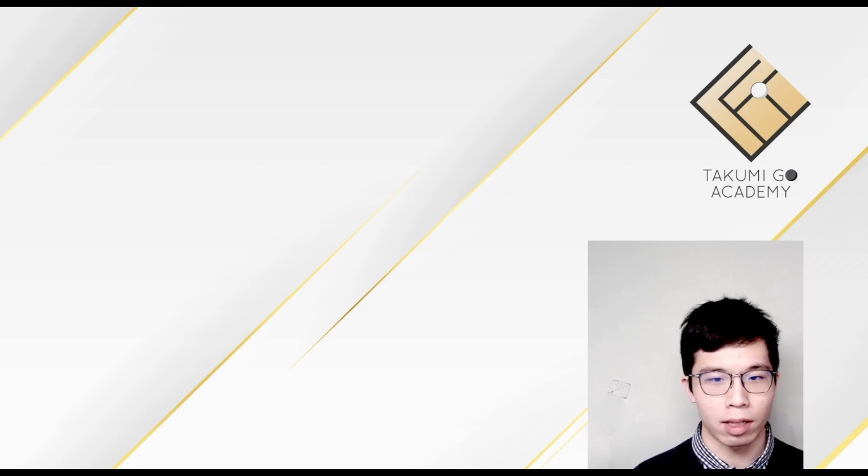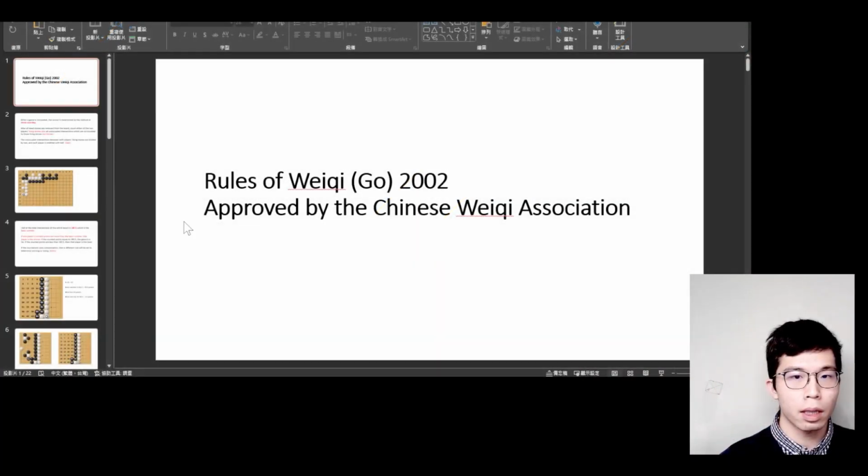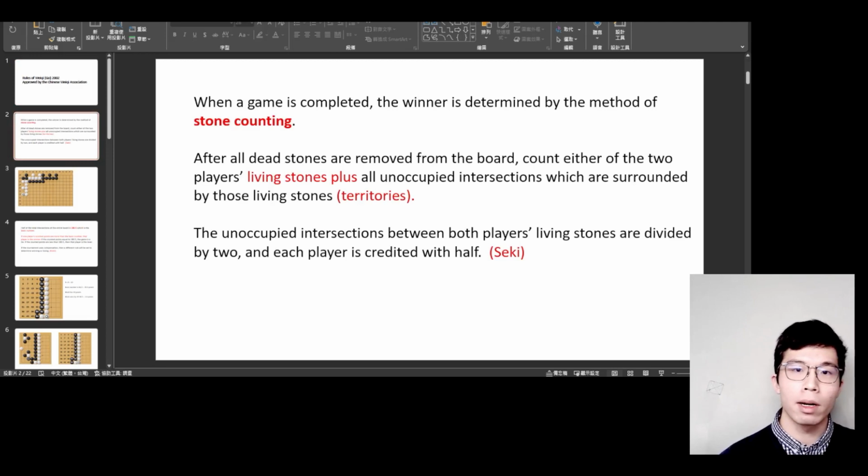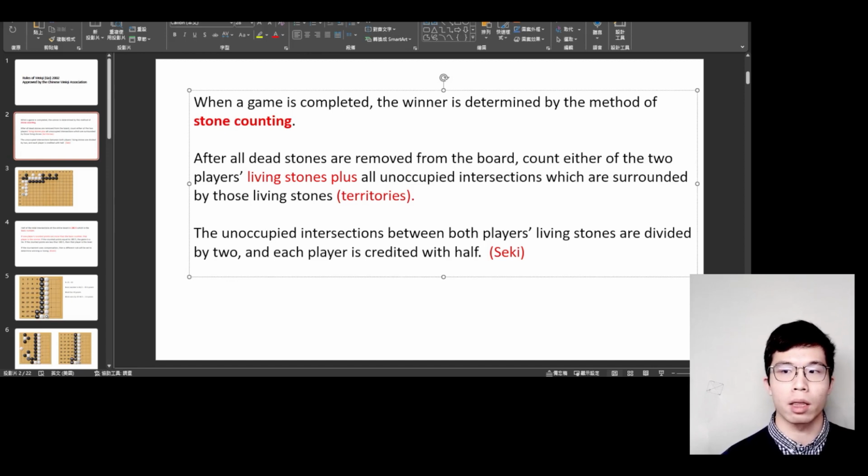Let's take a look at the translation of the Rules of Weiqi 2002 from China. This is the Rules of Weiqi 2002 published in China, and this is the translation. When a game is completed, the winner is determined by the method of stone counting. After all the dead stones are removed from the board, count either of the two players' living stones plus all unoccupied intersections which are surrounded by those living stones, which means the territories. So basically, it's the living stones plus territories.